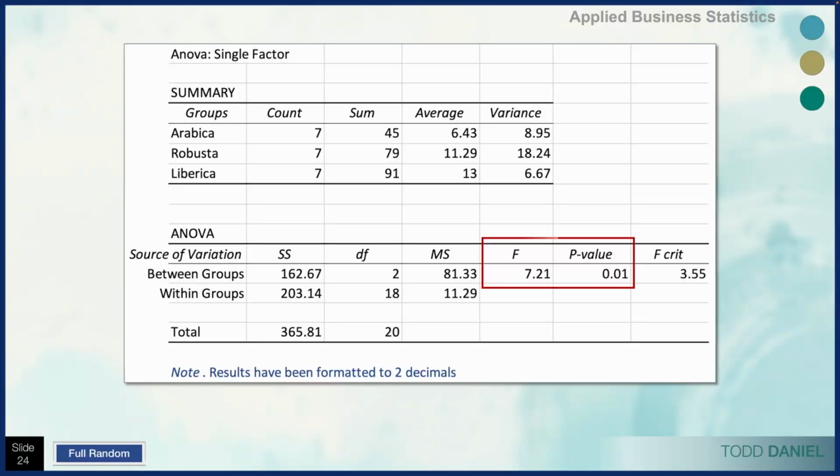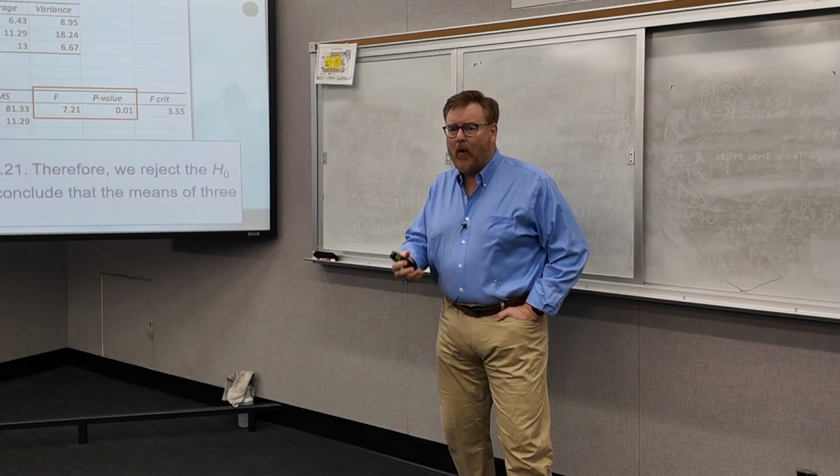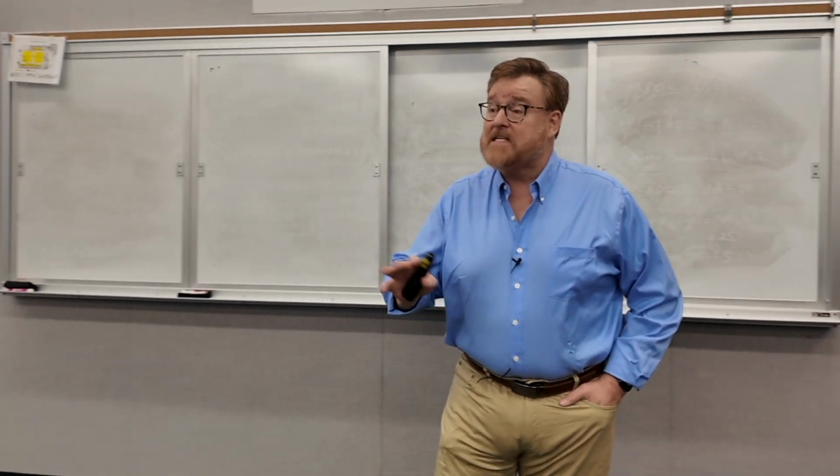But the information that we're most interested in is whether or not our test is statistically significant. We have an F value of 7.21, which exceeds our critical value of 3.55. It is over the fence. We have a p-value of 0.01, which is less than 0.05, or 1 penny less than a nickel. So both of these tell us the same thing.